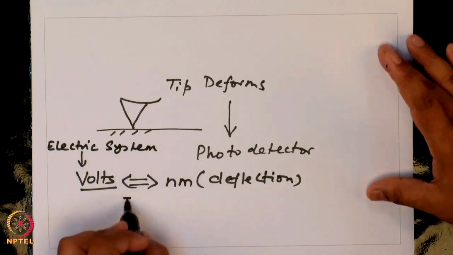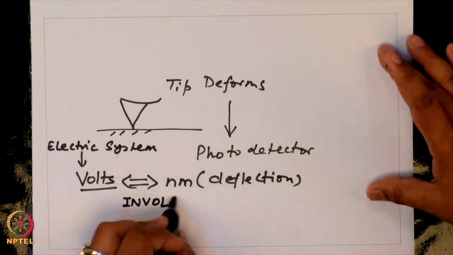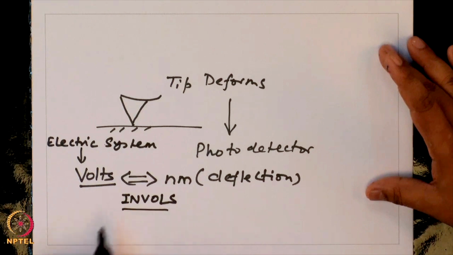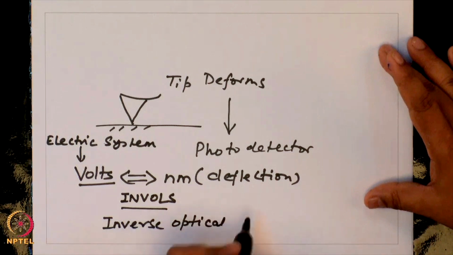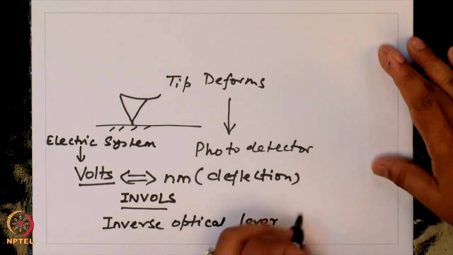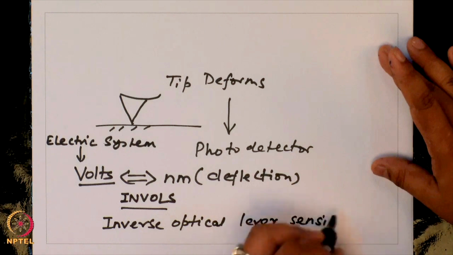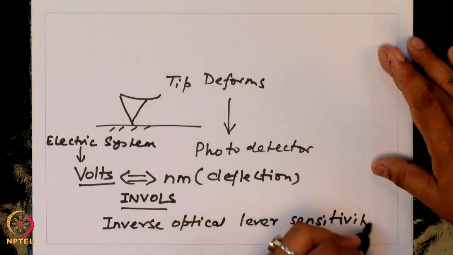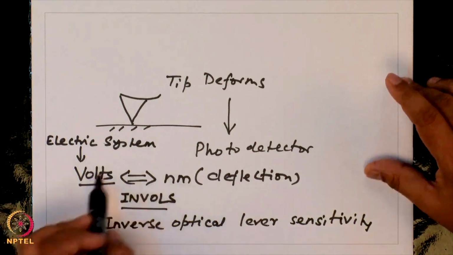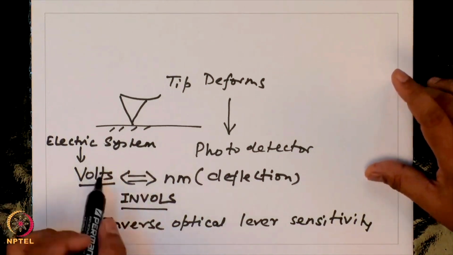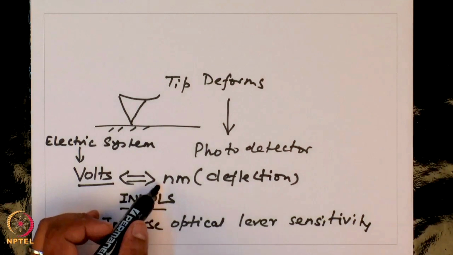And using this, you can calculate something called inverse optical lever sensitivity. Essentially, it is finding a way to calibrate volts with nanometers, which tracks deflection.